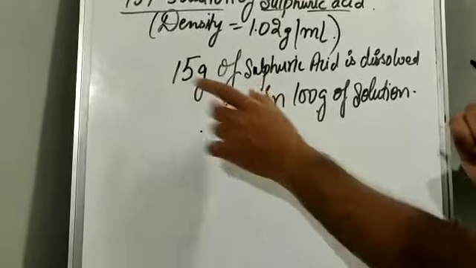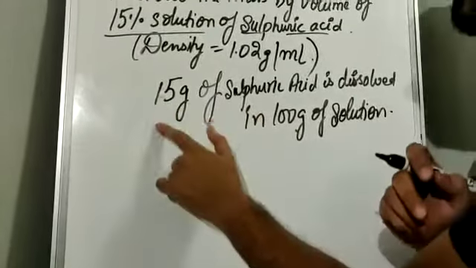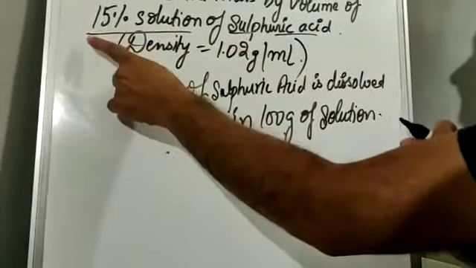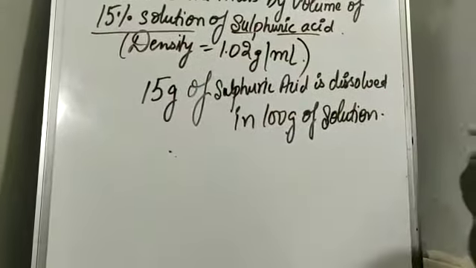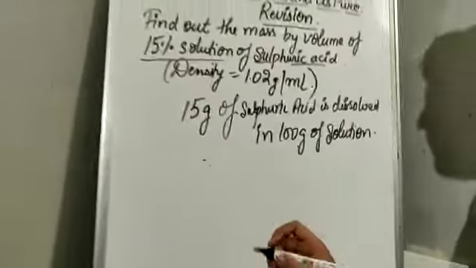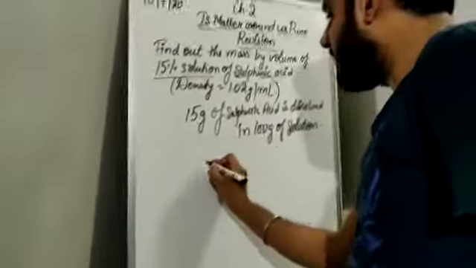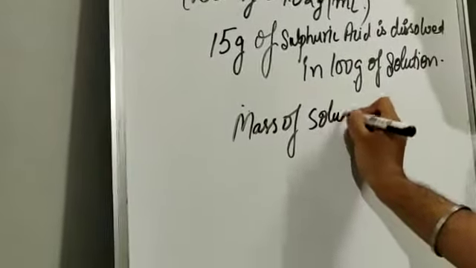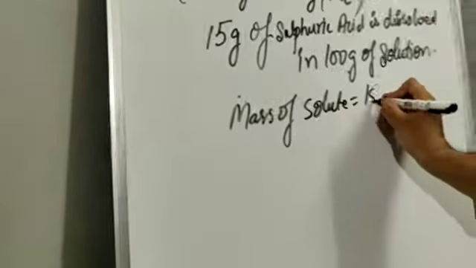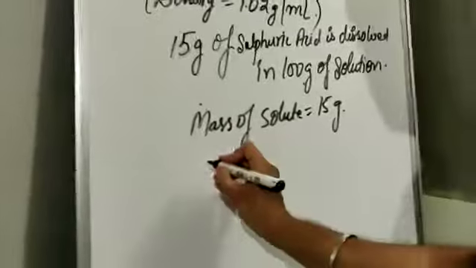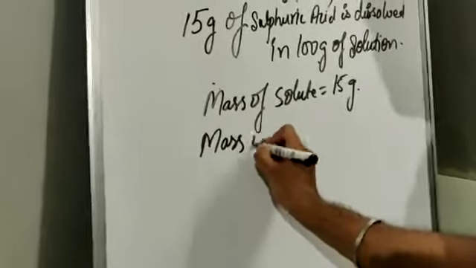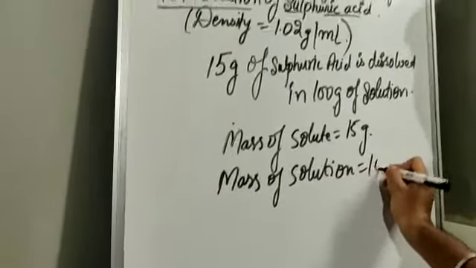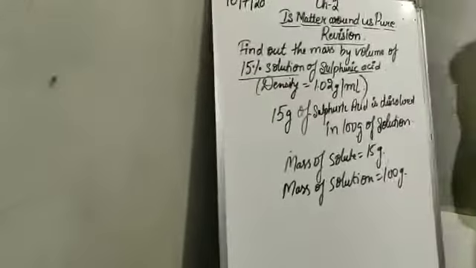That is why, for convenience, we have taken 15 gram of sulfuric acid dissolved in 100 gram of solution, because you are given a 15% solution of sulfuric acid. Okay. Now you have the mass of solute as 15 gram, and the mass of solution as 100 gram.